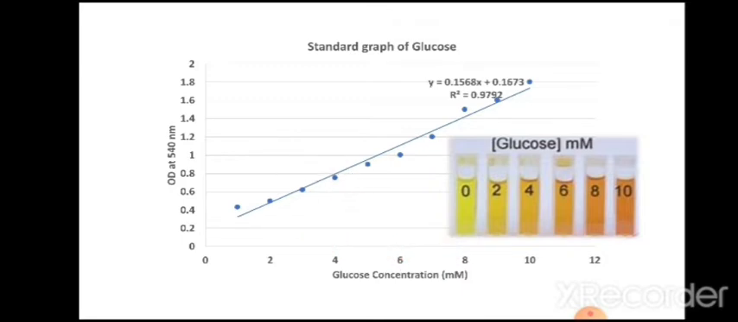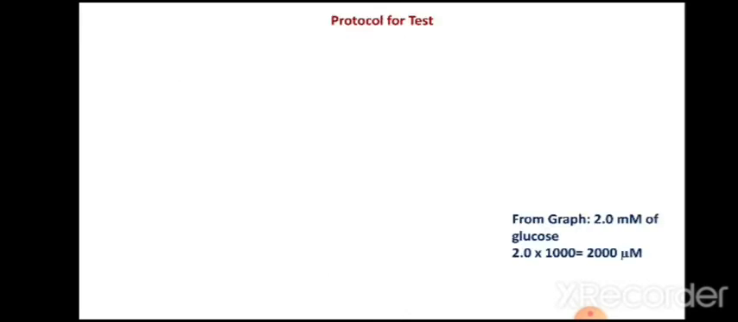So the next step will be processing of the sample in the same fashion the way these dilutions are processed. We need to process the sample also. So this is the protocol for the sample, or the protocol for the test. That means this is the sample in which you want to determine the amylase activity.